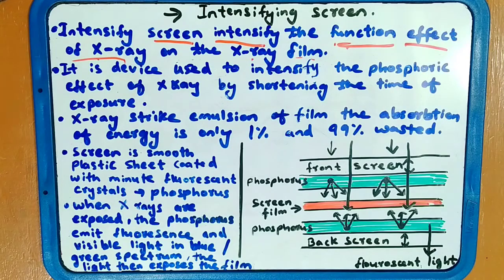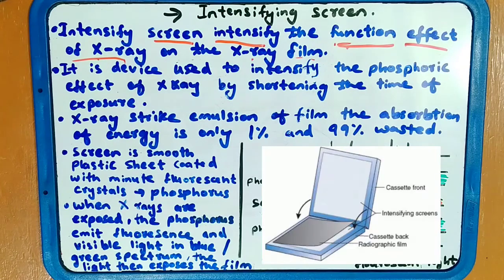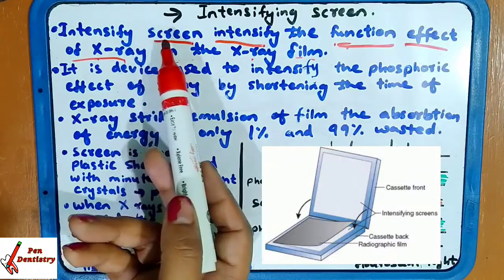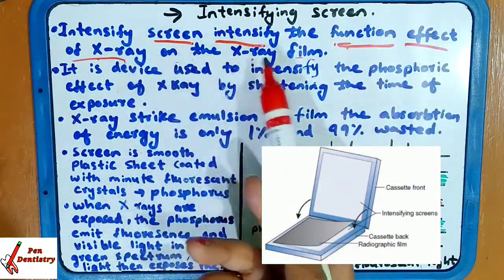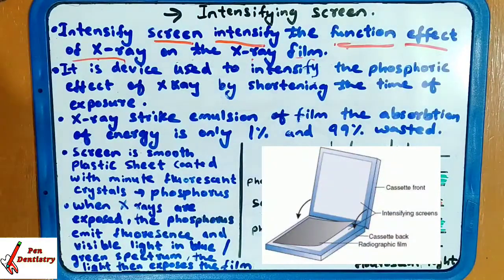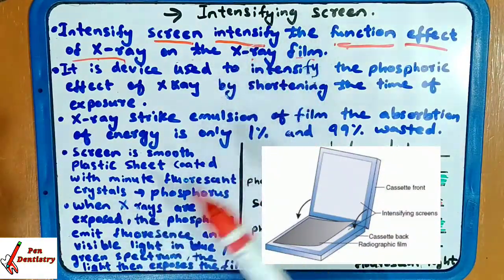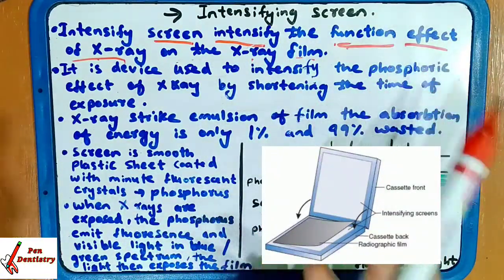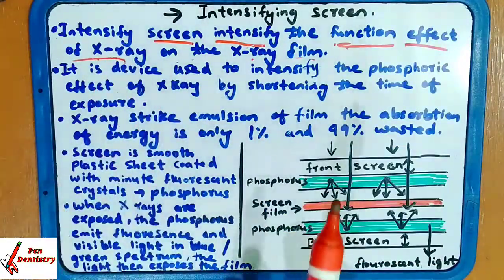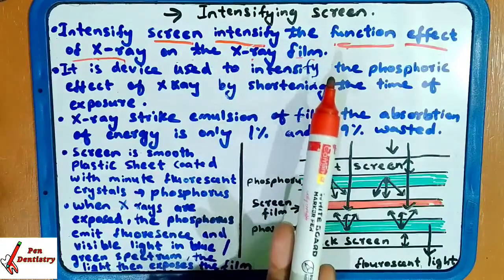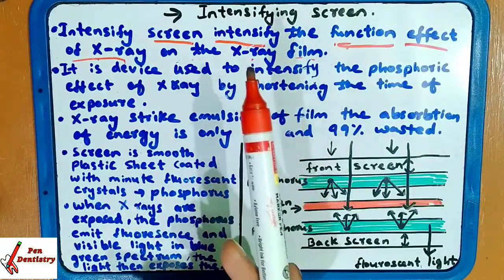Today, our topic is intensifying screen. What is an intensifying screen? An intensifying screen intensifies the effect of X-ray on the X-ray film. That is, it is going to increase the effect of the X-ray. The X-ray beam effect will be increased on the X-ray film. This work is done by the intensifying screen.